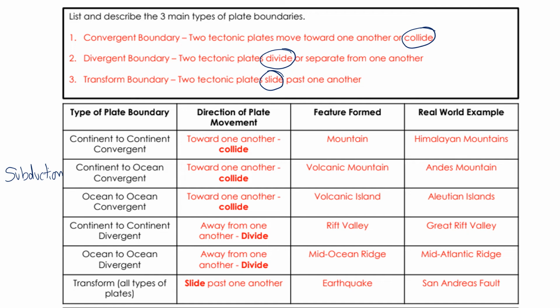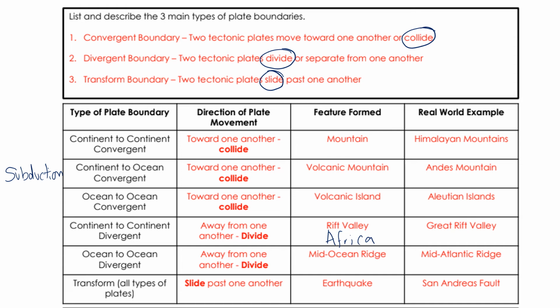Then if I have ocean to ocean convergent, this is going to cause volcanic islands like the Aleutian Islands, which are in Alaska. And so two oceanic plates are going to collide, and then it makes a chain of volcanoes where they crash into each other. Then I have continent to continent divergent. That means two pieces of land are dividing, and this is happening in Africa, in the Rift Valley.